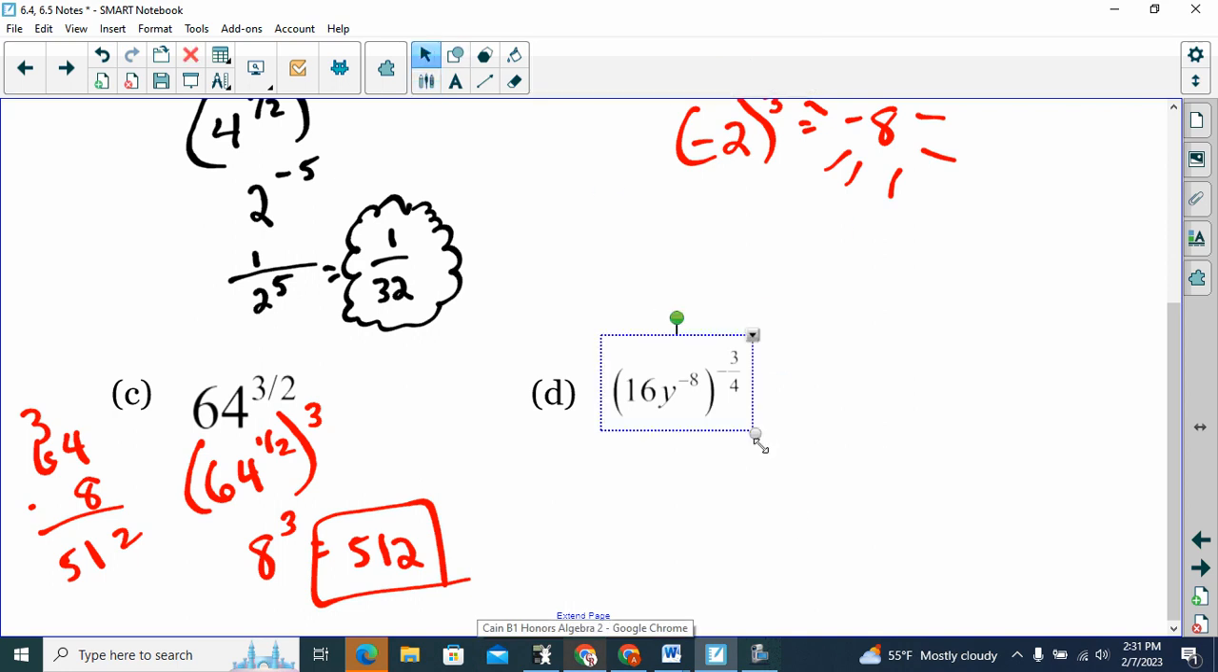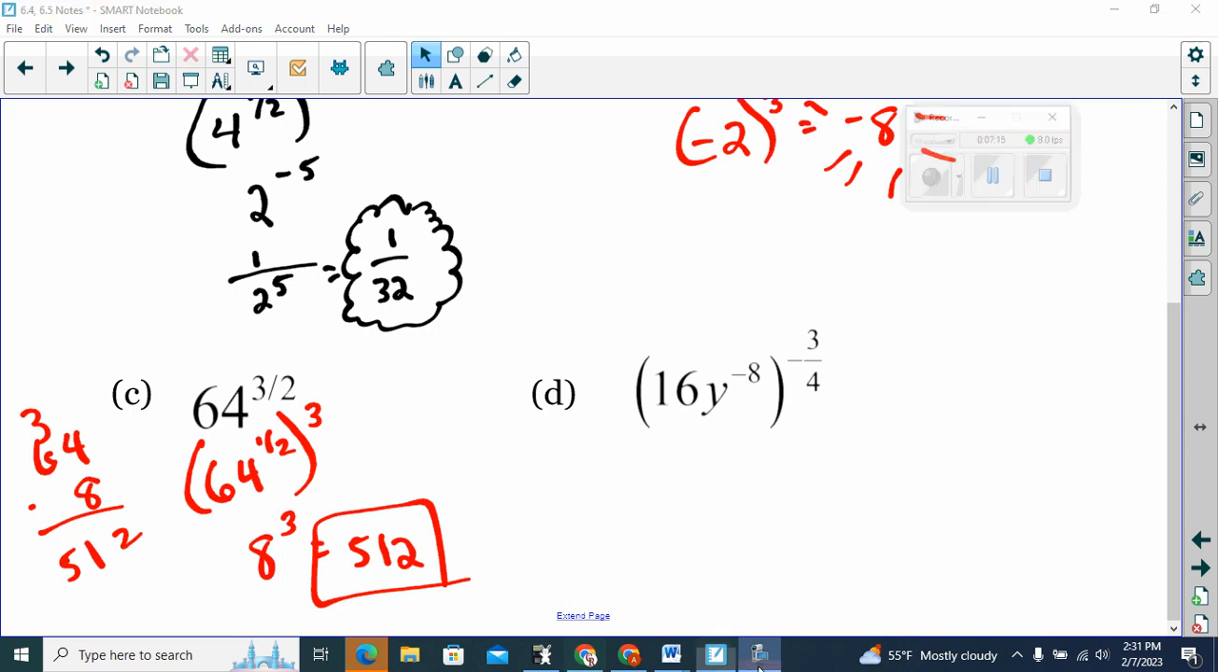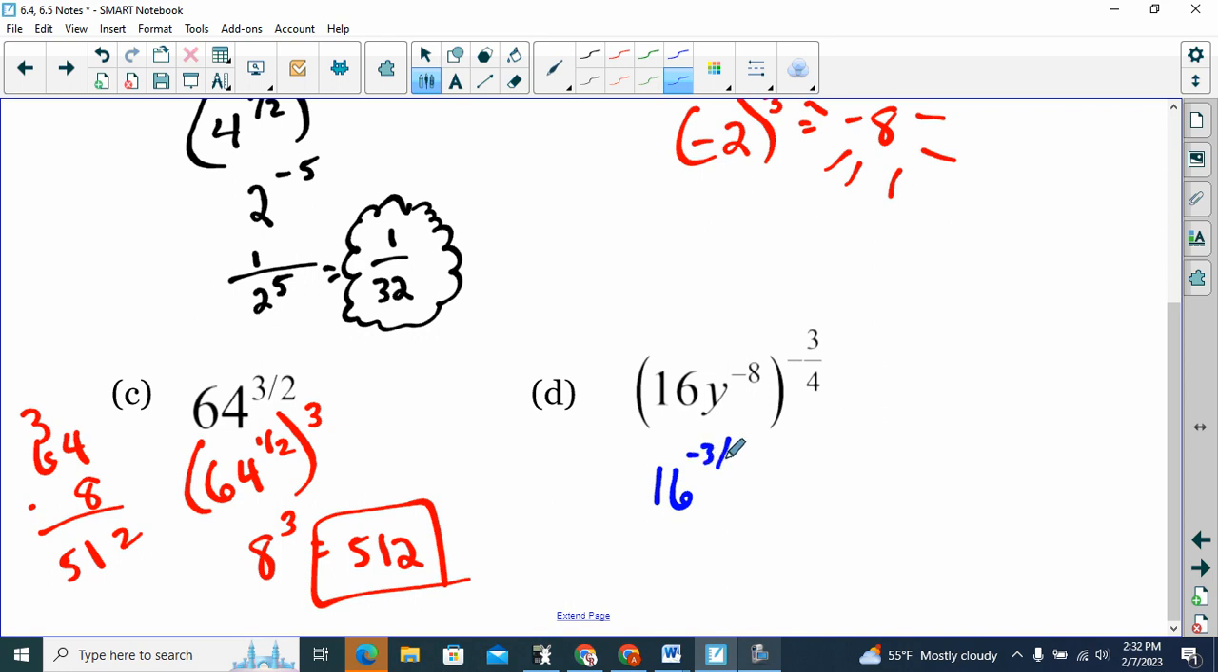And finally, part D. Part D asks us to raise 16y to the negative 8 all to the negative 3/4. That is a negative 3/4. The negative and the fraction bar kind of blended together there. 16y to the negative 8 all raised to the negative 3/4. As long as I'm multiplying in here, I can distribute this exponent. If it's a plus or minus, you cannot, but I should distribute this exponent. We need to raise 16 to the negative 3/4 and y to the negative 8th to the negative 3/4.